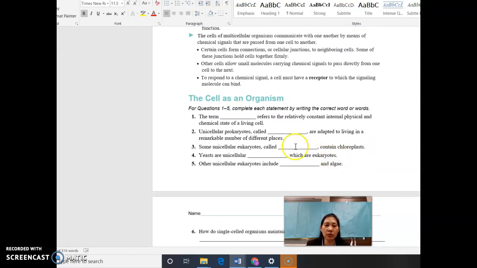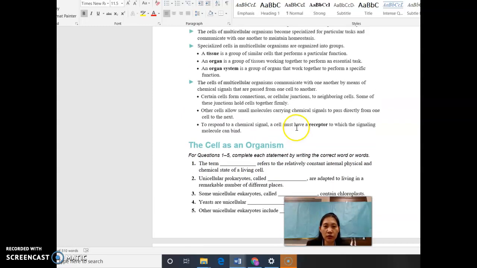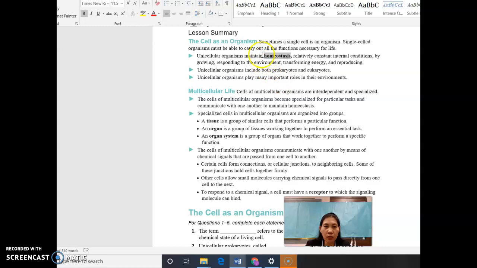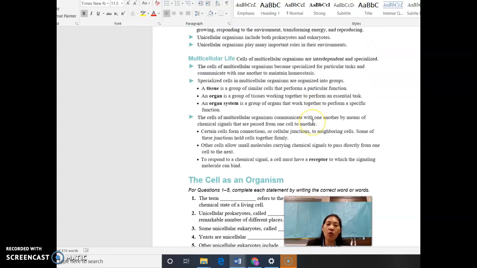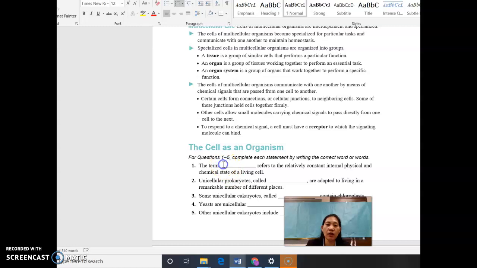So for question number one, blank is the term referring to the relatively constant internal physical and chemical state of a living cell. I want you to go back to this. What I have highlighted here, the first word that I have discussed, homeostasis. So that will be your answer here. So you're going to write homeostasis. Okay, that's how you're going to do. Right, so I'm guiding you of what to do.